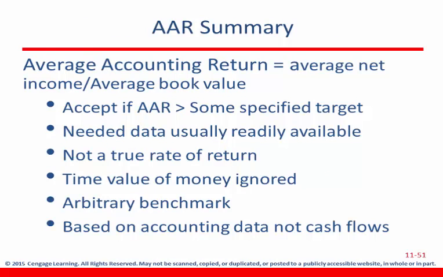All right, once again with average accounting return, I'm not a big fan, but here you're looking for average net income over average book value. So if that average accounting return is greater than your WACC or some other crazy specified target that they've created, then you would go with it, right?